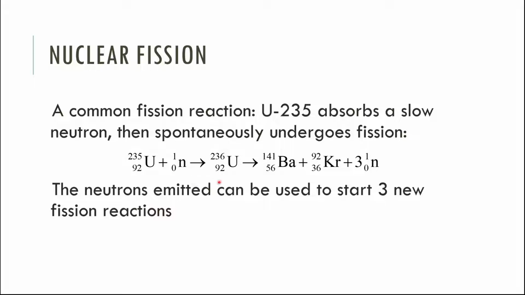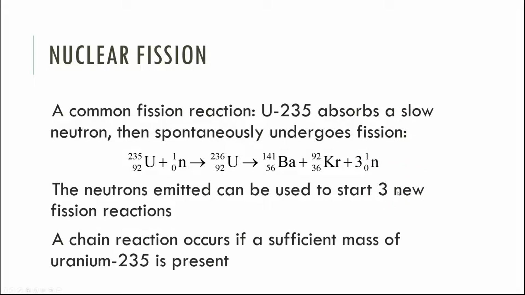And this particular reaction is a handy one because it takes 1 neutron to start it, and as a result, 3 neutrons come off. Well, if I got more uranium-235 hanging over here, guess what? I can start 3 reactions here. And this is what we call a nuclear chain reaction.